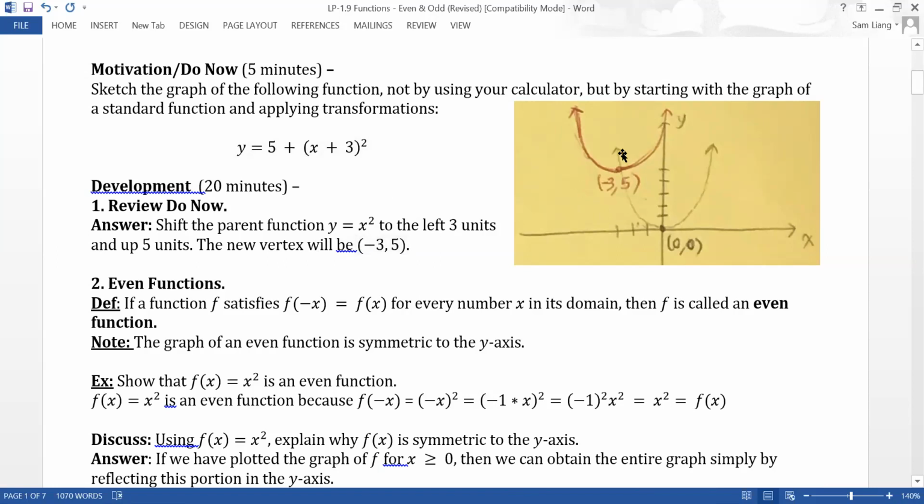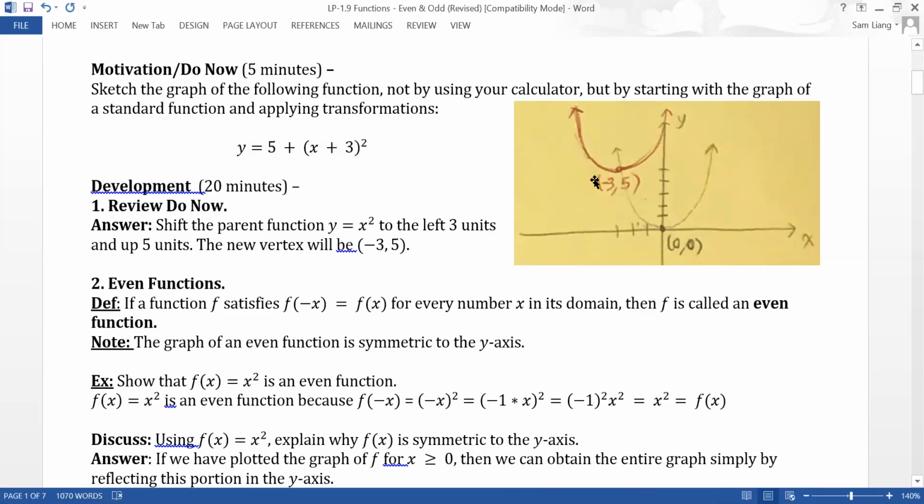And here's what I would sketch. You don't have to be too precise, just a sketch. The original function has its vertex at the origin, and then we're going to shift left 3 units and then up 5. So the new vertex is (negative 3, 5), and that's this graph in red here.